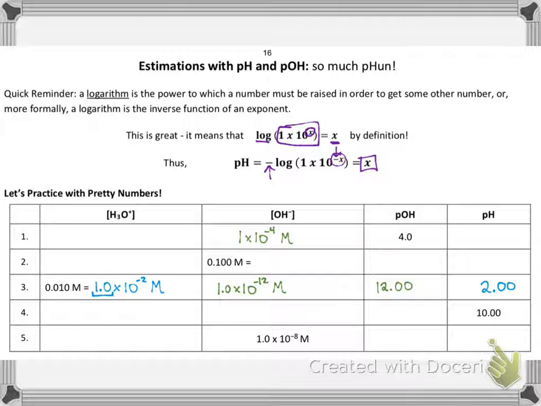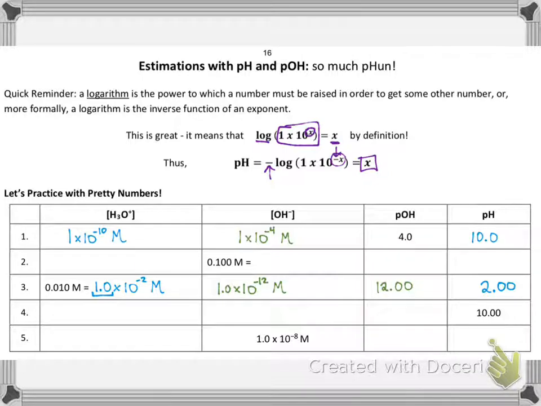Of course, once you know pOH, it's easy to find pH by subtracting from 14, and 14 minus 4 is 10. So, since the pH is 10.0, the concentration of your hydronium, or your proton concentration, must be 1 times 10 to the negative 10th.